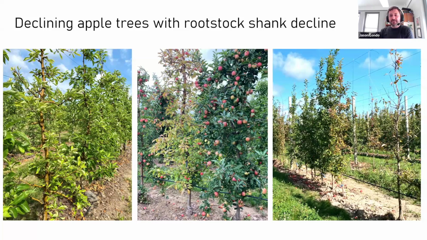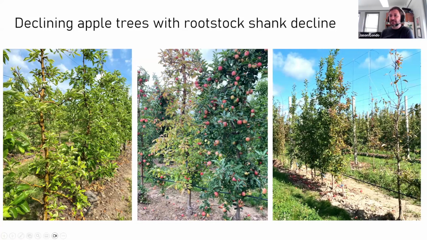Lots of different things can kill apple trees. But when I started at Cornell in 2022, I came from a background of cold hardiness in grape. I was pointed towards this problem in apples because of the correlation between declining apple trees and instances of cold weather. When we go out to the field and look at the trees suffering from rootstock shank decline, they look like other forms of apple decline.